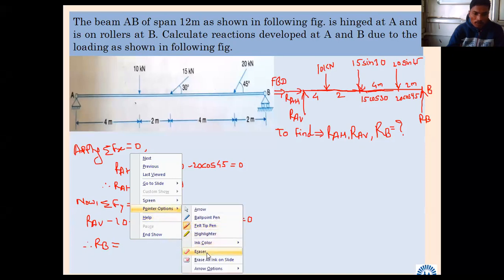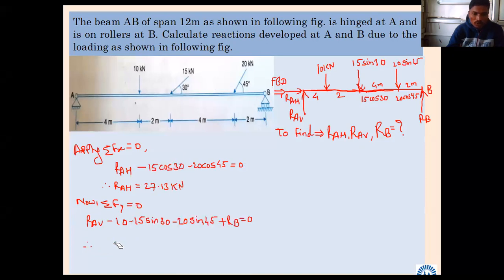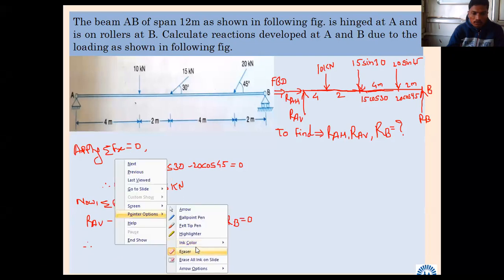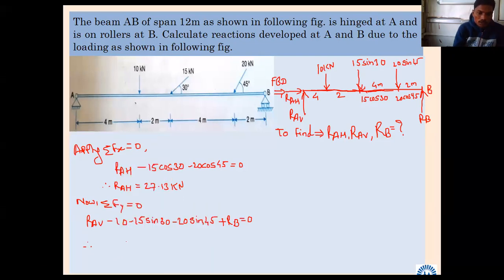No, here we can't find RB only because two unknowns are there. R A V plus RB equal to how much? 31.64 kilonewton. Meanwhile, this is equation number 1.